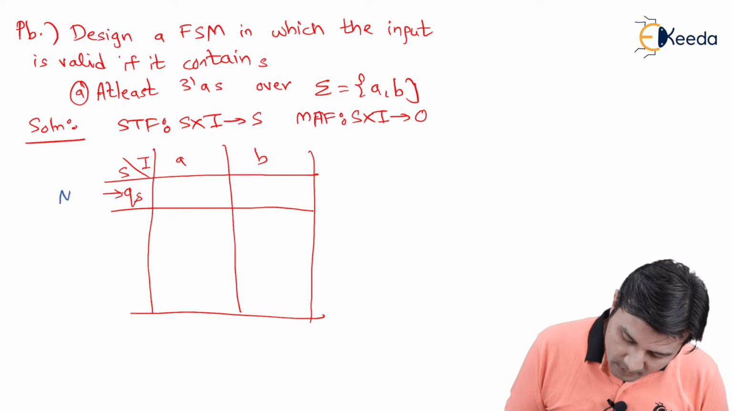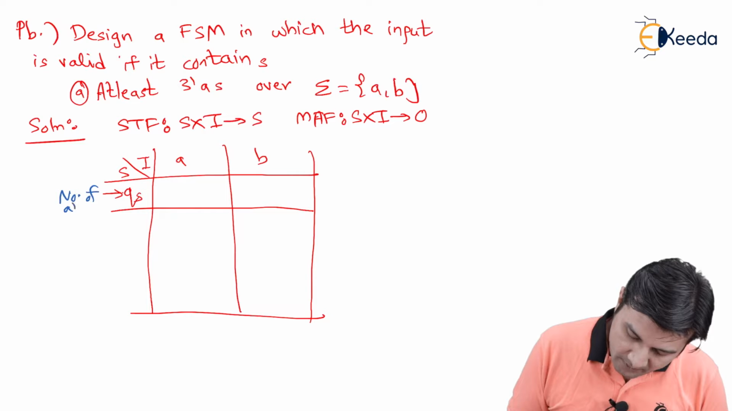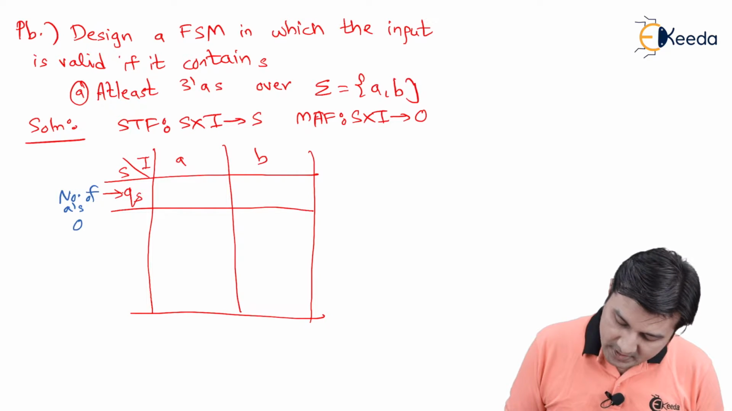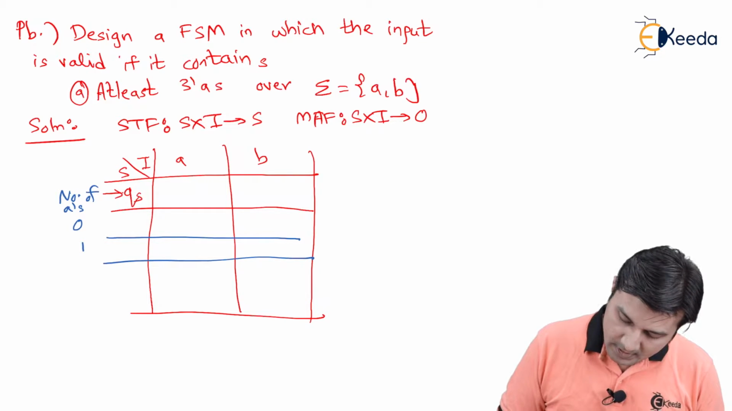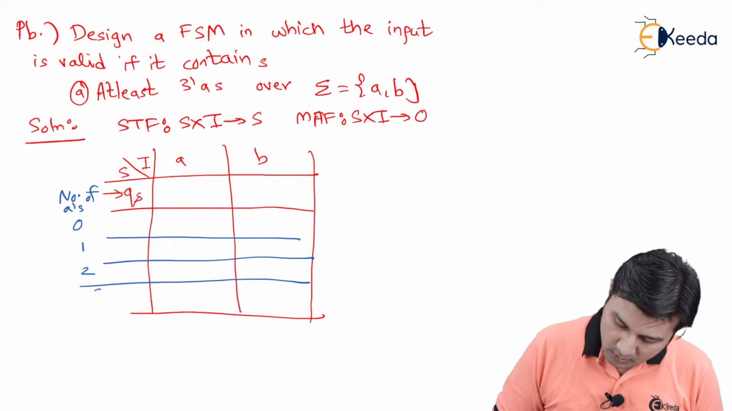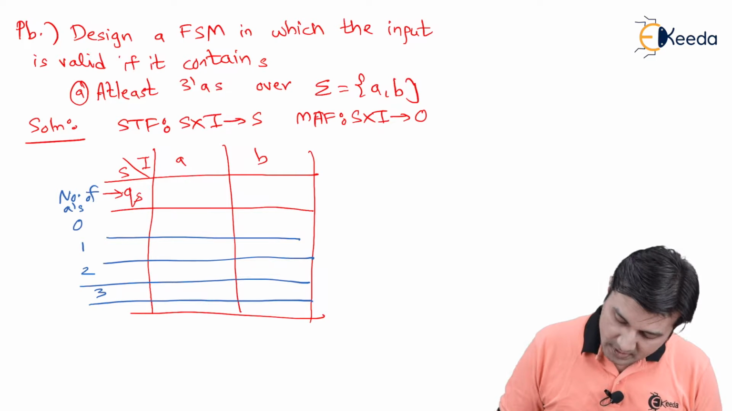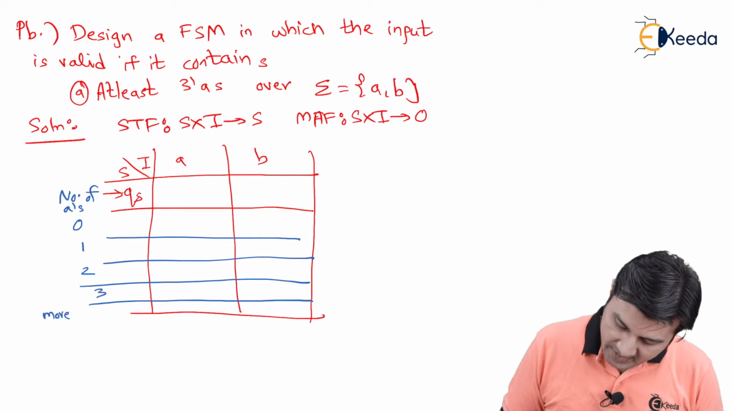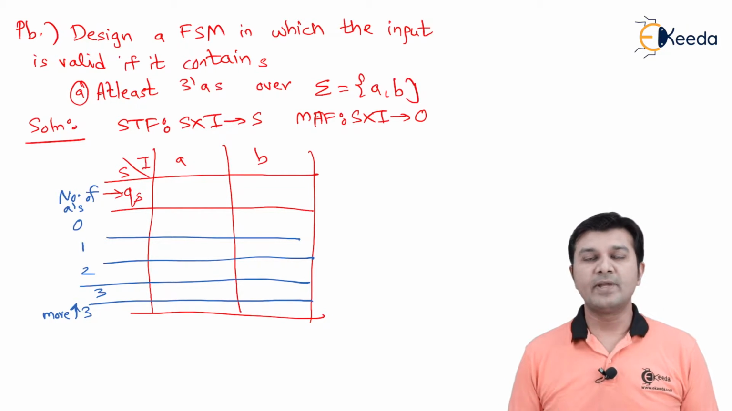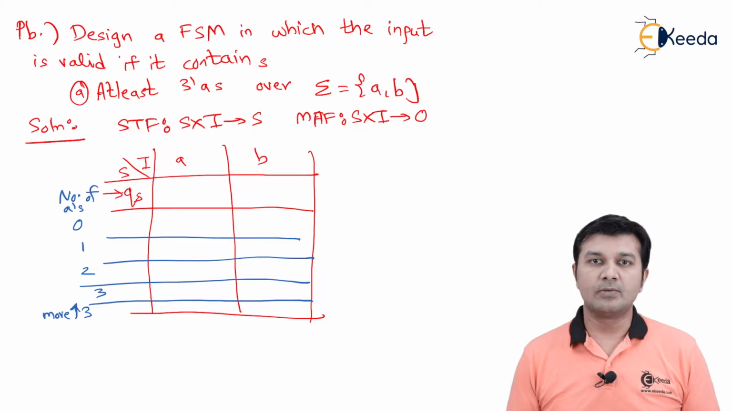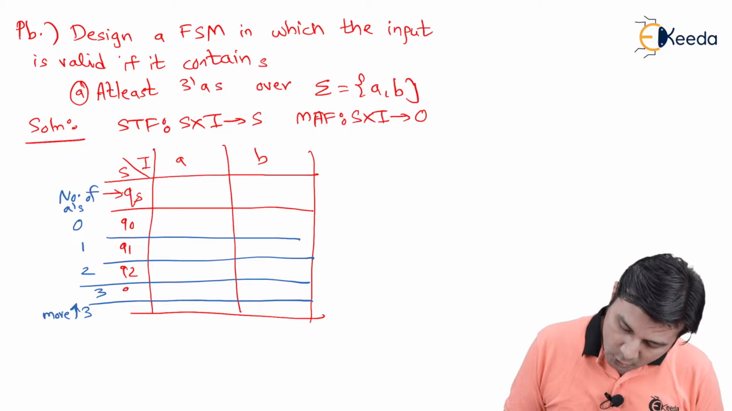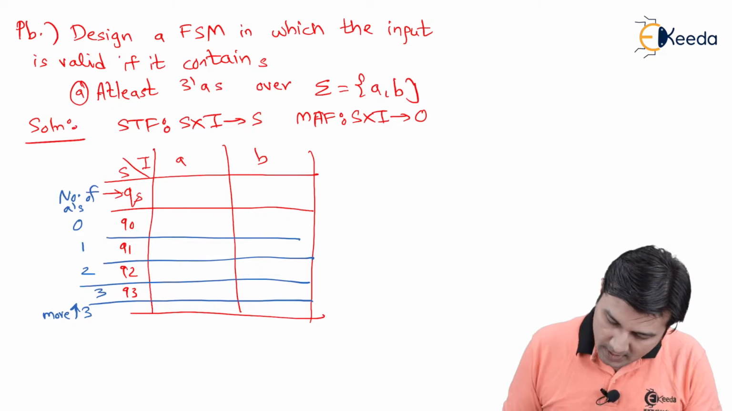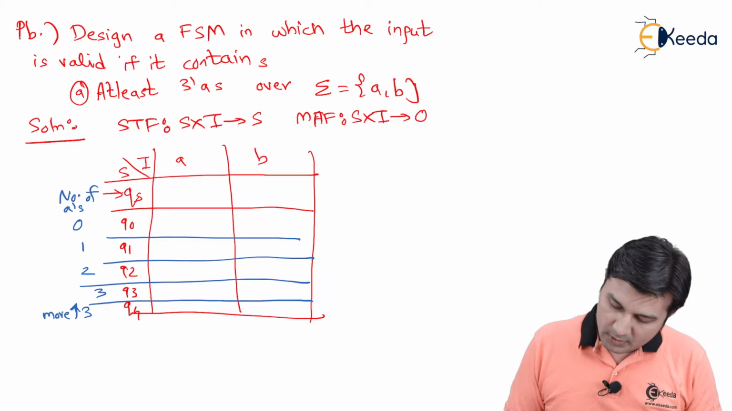So I have my number of A's. Number of A's can be 0. Going ahead, number of A's can be 1. Number of A's can be 2. Number of A's can be 3. Or number of A's can be more than 3. Fine. So let us give the state names now. After QS, I have Q0, Q1, Q2, Q3, and finally my Q4.